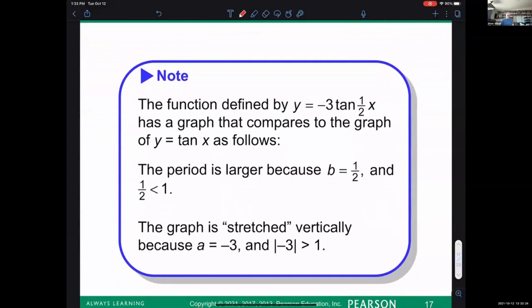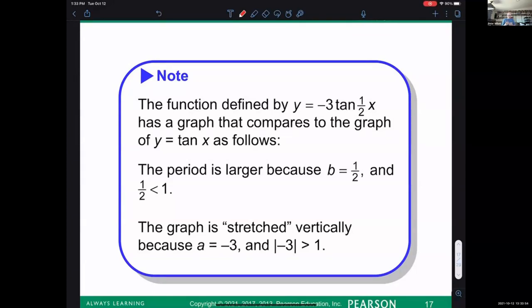So there's a note. The function defined by minus 3 tan 1/2 x has a graph that compares to the graph of tan x as follows. The period is larger because b being 1/2 was less than 1. And when you multiply in the argument by a number less than 1, it makes the period larger. When you multiply by a number bigger than 1, it makes the period smaller.